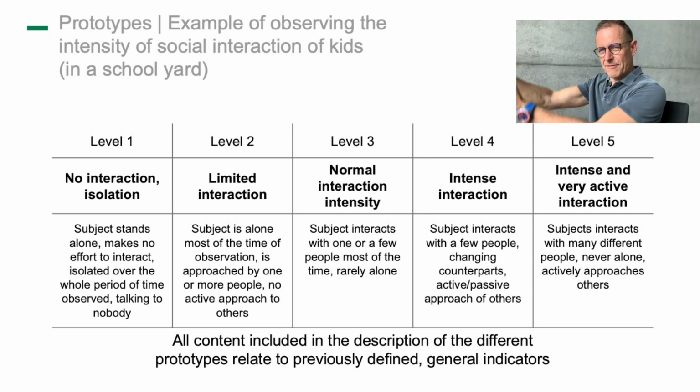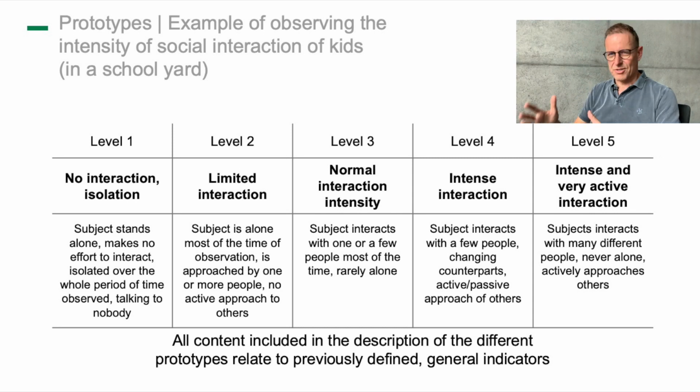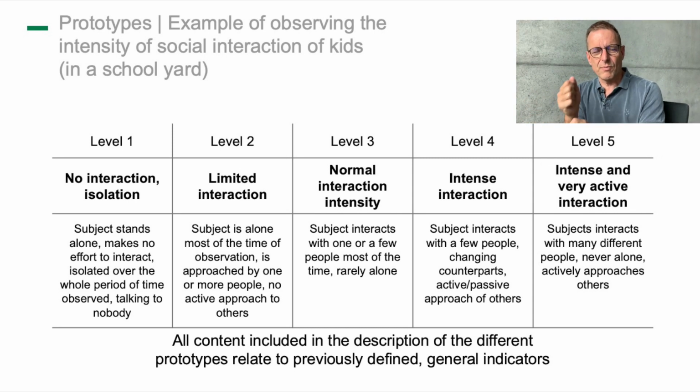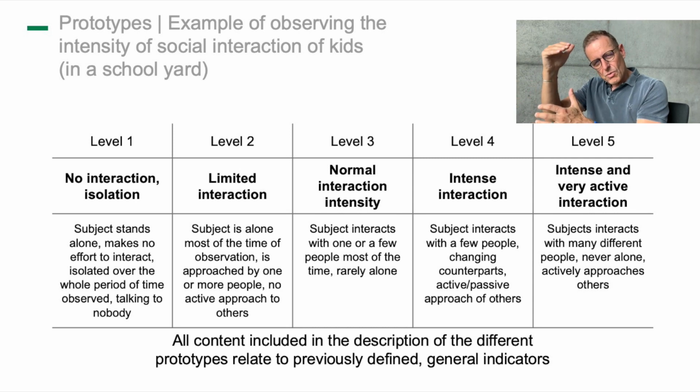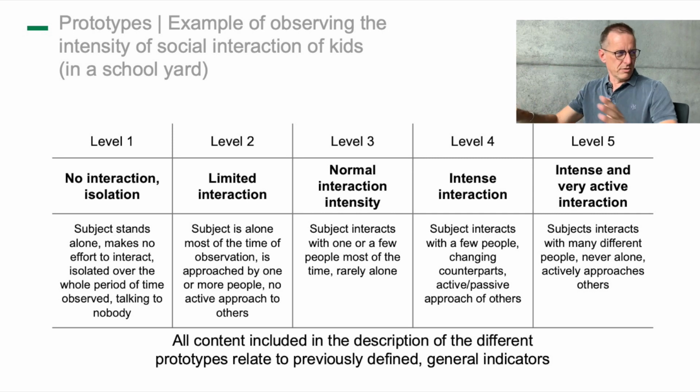Prototype number 5, now let's go to the other extreme, are children who constantly talk to other people. They always talk, and when they talk to another, they very much dominate the other person. They are very, very active, never stand alone, always talking and dominating other people, and also changing between different people. So this is the other extreme. You describe this prototype based on various criteria. So now you have prototype 1 to 5 and some in between.